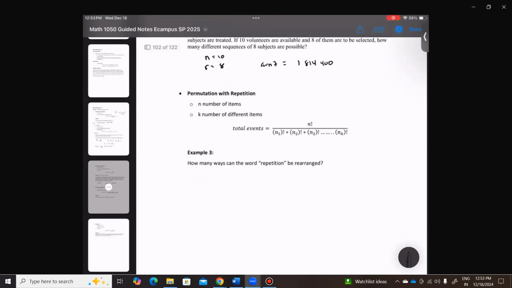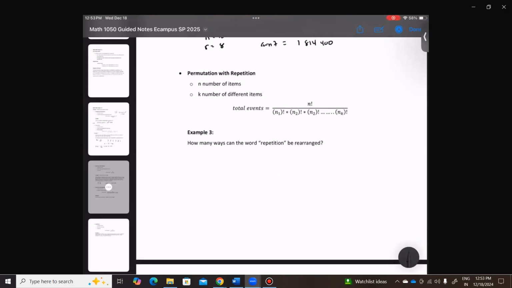Right, so how many ways can the word repetition be rearranged? So we have R, E, P, E, T, I, T, I, O, and N. Okay, so 1 R, 2 E's, 1 P, 2 T's, 2 I's, 1 O, and 1 N. So you have a total of 7 different letters, and a total in the word of 10.